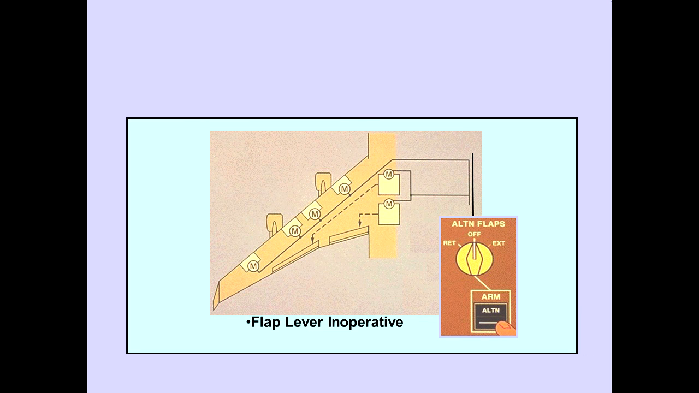Pushing the alternate flaps arm switch to alternate connects the alternate flaps selector directly to the electric motors in all leading and trailing edge flap drive units. The flap lever is inoperative when the alternate mode is armed.